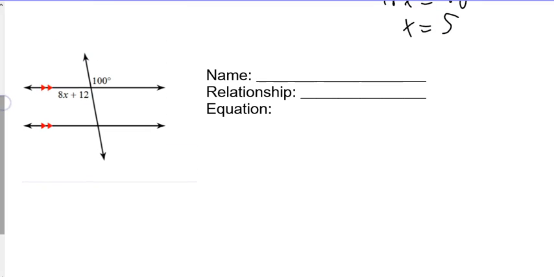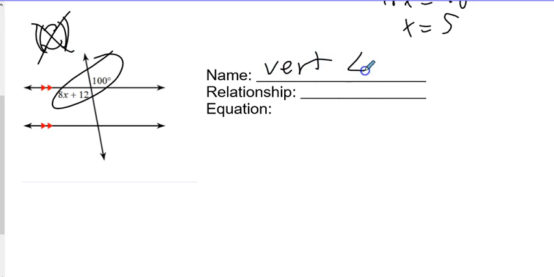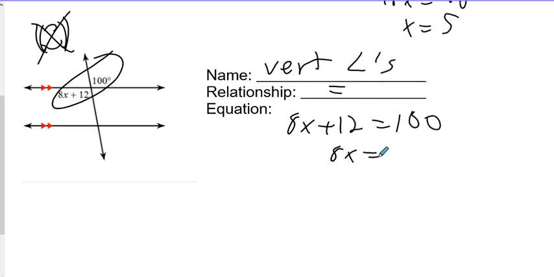All right, these two angles are the opposite parts of the x. We call those vertical angles. And they are equal to each other. So we're just going to say 8x plus 12 equals 100. So we're going to first subtract 12 and get 8x equals 88. Then we're going to divide by 8 and get x equals 11.